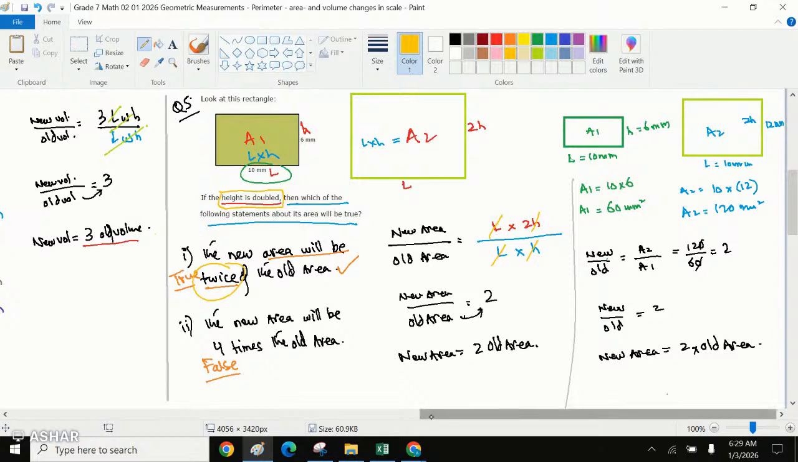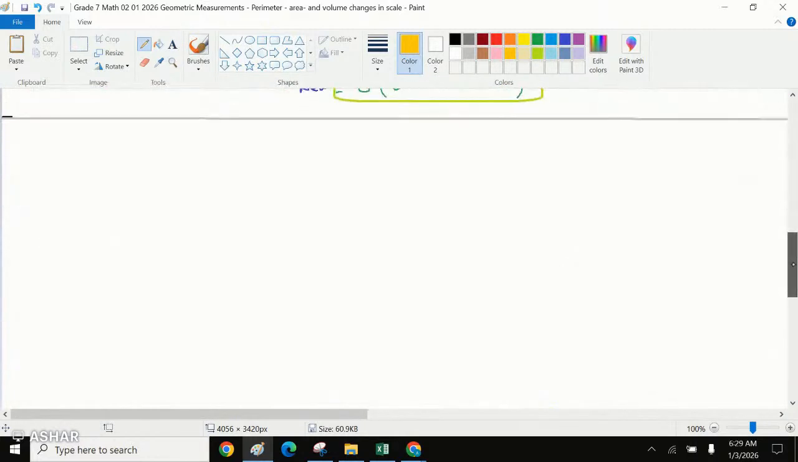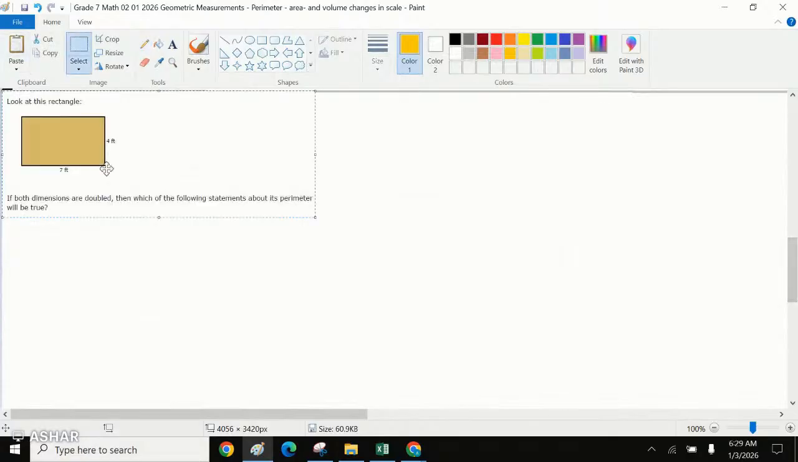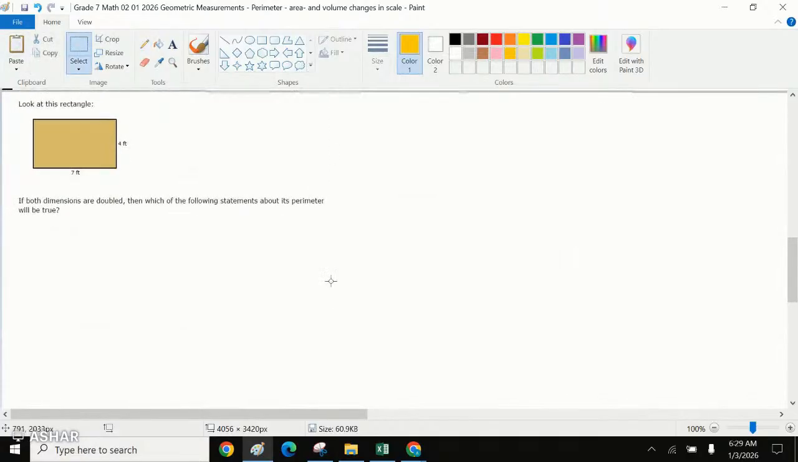Let's look at the question. In question number 6, what they're asking us to do is we have a shape. Let's see whether the statements will be true. Let's create 2 statements for ourselves.